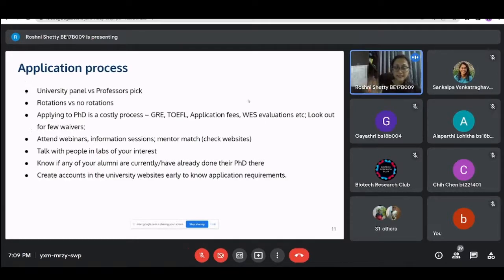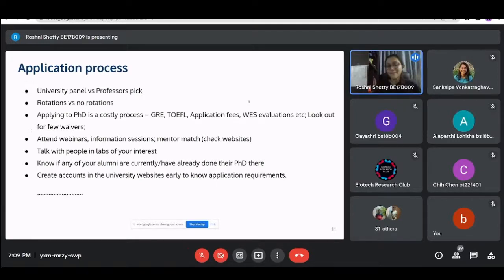Another thing is to create the accounts on the university websites very early, because I think most of the online applications would be open by August, September. So once you create an account, you already know what the application requires, and you can cater your time to each university based on this.